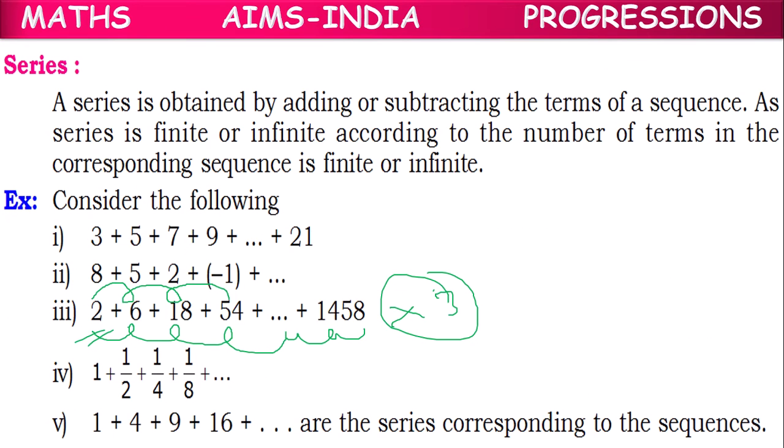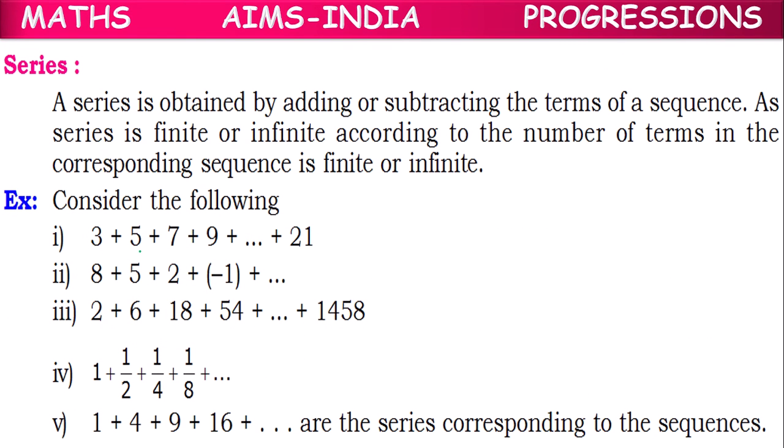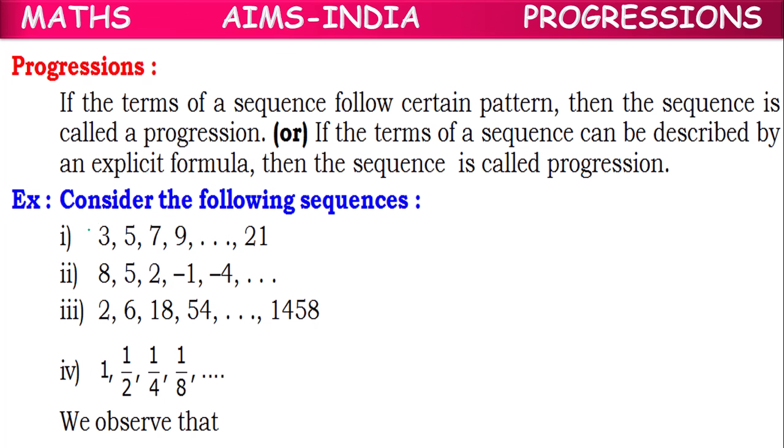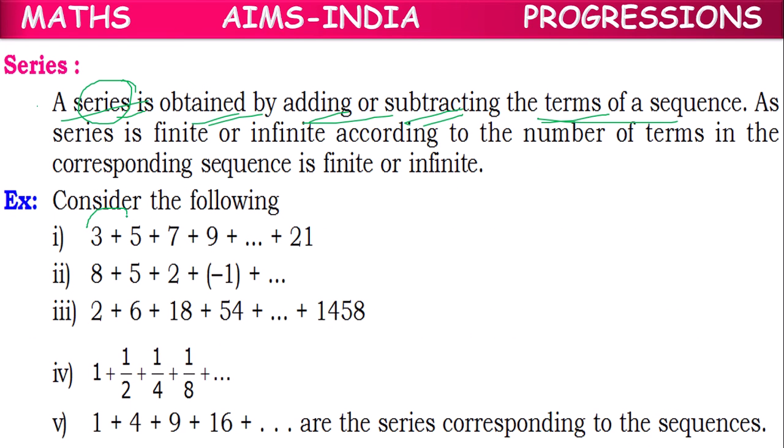Okay, next we have series. A series is obtained by adding or subtracting the terms of a sequence. In these examples, whatever terms are given, if we add all of them, their sum or difference will be considered a series. So here, 3 plus 5 plus 7 plus 9 up to 21. If we add all of them, it will become a series.